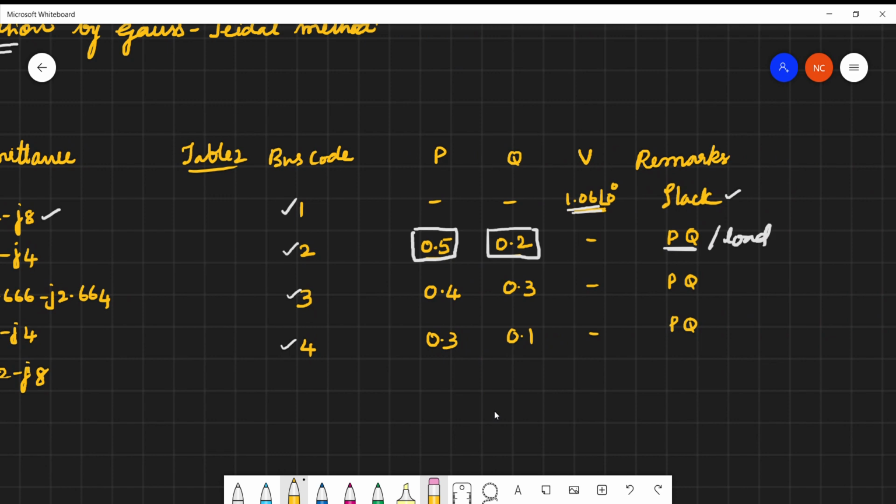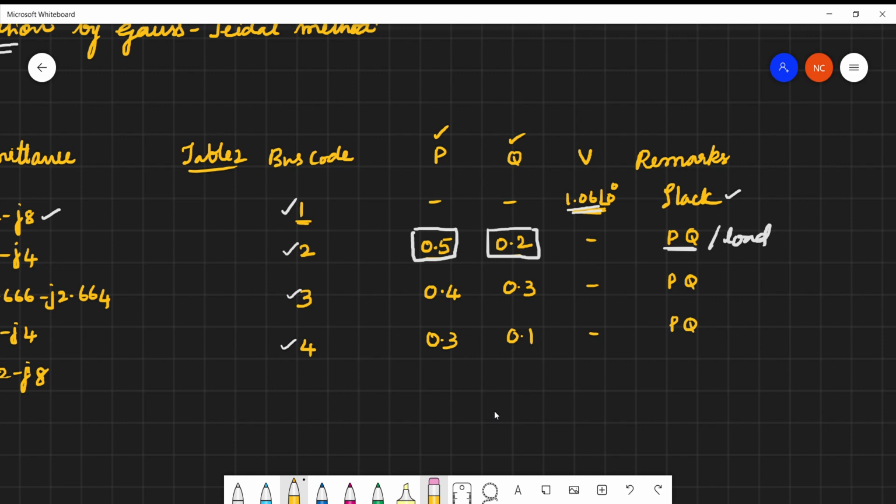We all know very well that every bus needs to be specified with four variables: real power, reactive power, magnitude of voltage, and phase angle. But in load flow problems, any two of these four variables will be specified, and the rest of the two we need to find. Because those equations are non-linear, we adopt iterative methods, and the Gauss Seidel method is one of them.